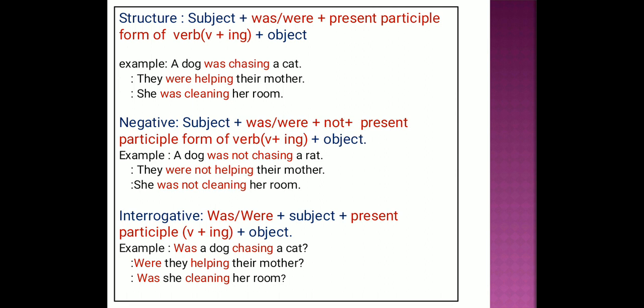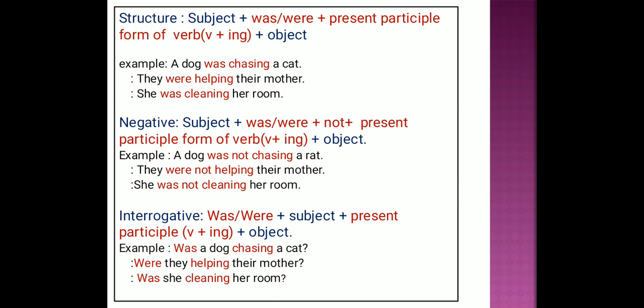For example, a dog was chasing a cat. They were helping their mother. She was cleaning her room. Let's take a look at how we change a positive sentence into negative. It's very easy, you just need to add not after was or were. Let me clear you with some examples.